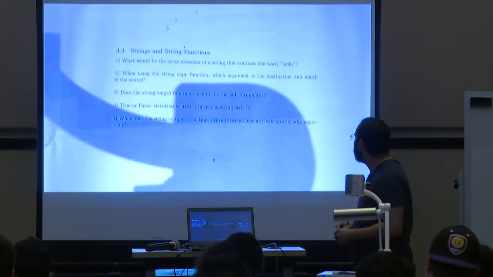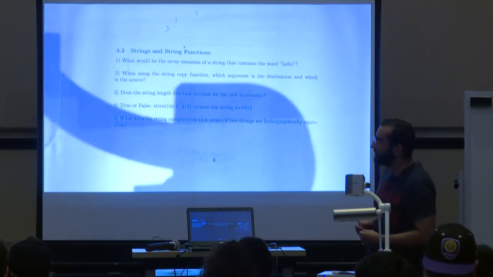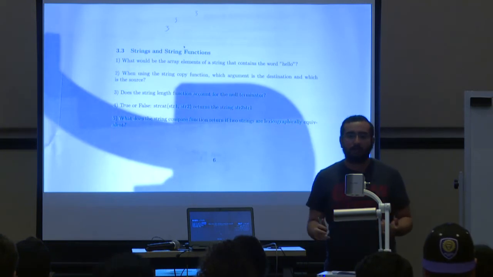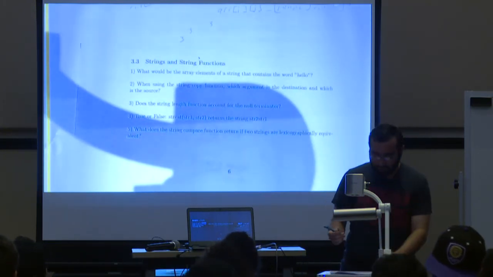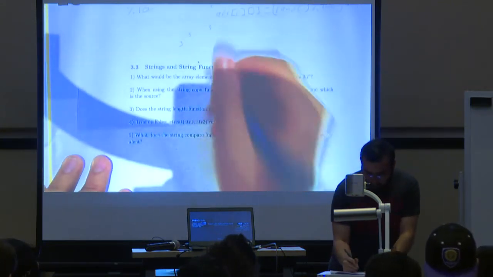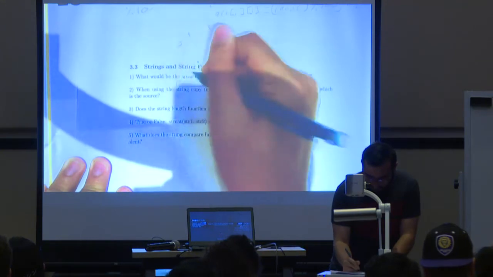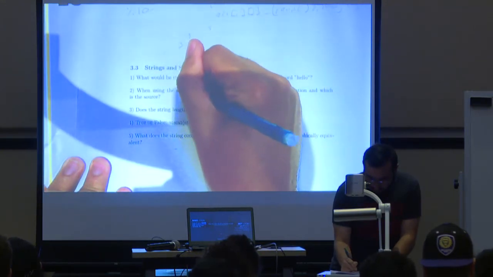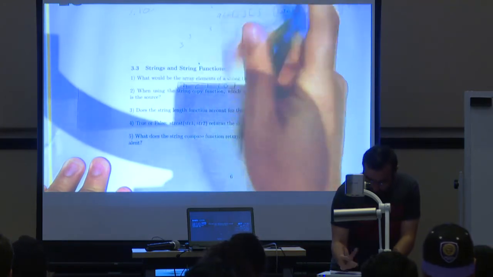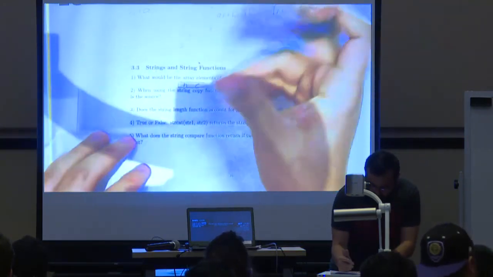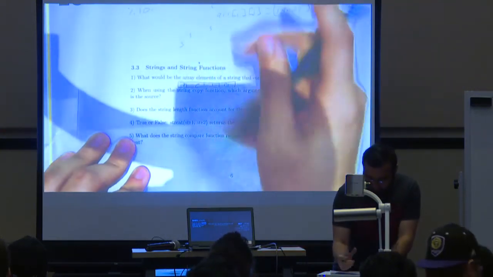So we've got a couple conceptual questions here. This first one asks, what would be the array elements of a string that contains the word hello? Now remember, a string is just an array of characters, but with some special properties. So for hello, we would have an H, an E, an L, an L, and an O.